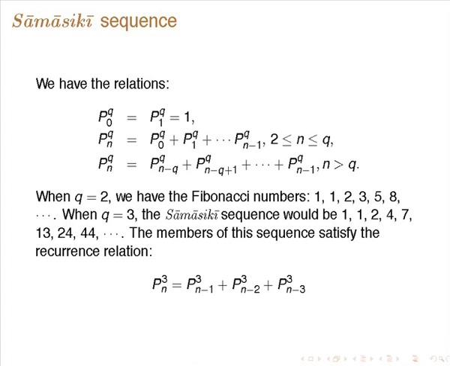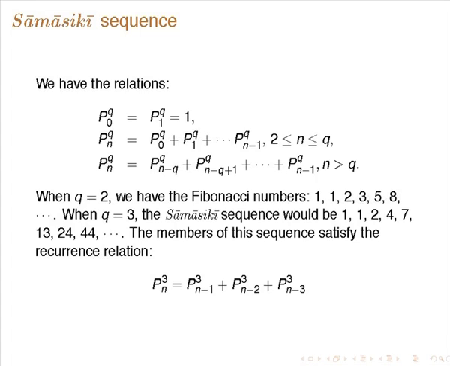So when q is equal to 2, we have the Fibonacci numbers, with the 0 term also, 1 1 2 3 5 8, of course next is 13 not 12. And if you take q is equal to 3, the Samasiki sequence will be 1 1 2 4 7 13 24 44, etc. So here p n 3 is the sum of the previous 3. So 4 is 2 plus 1 plus 1, 7 is 4 plus 2 plus 1, 13 is 7 plus 4 plus 2, like that.